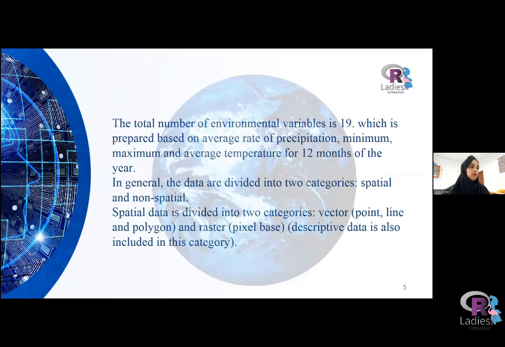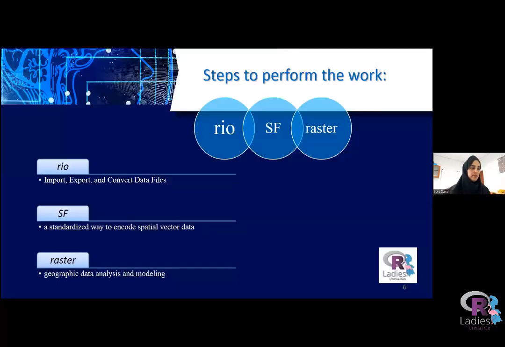The total number of environmental variables is 19, which is prepared based on the average rate of the precipitation, and the minimum, maximum, and average temperature for 12 months of the year. In general, the data are divided into 2 categories, spatial and non-spatial. Spatial data is divided into 2 categories, vector and raster. Vector includes points, lines, and polygons, and raster is pixel-based. Descriptive data is also included in this category.